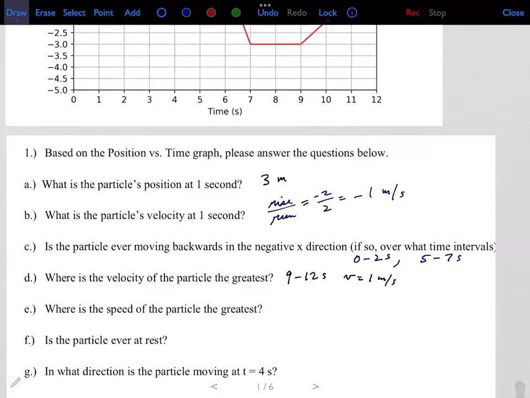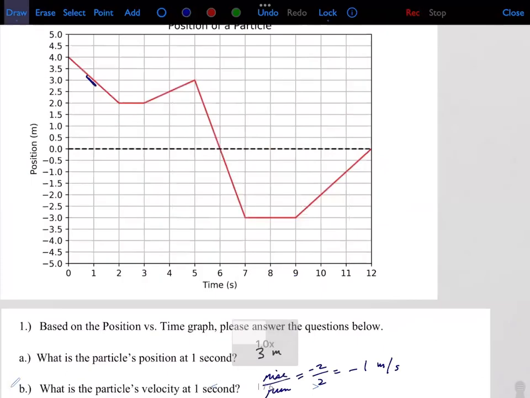Well, the speed is simply the magnitude of the velocity. So we don't care if it's positive or negative, right? It's just the magnitude of velocity. So really, if I'm asking for the location where I have the greatest speed, I'm looking for the location where we have the greatest slope. And that's going to be between 5 and 7 seconds, right?